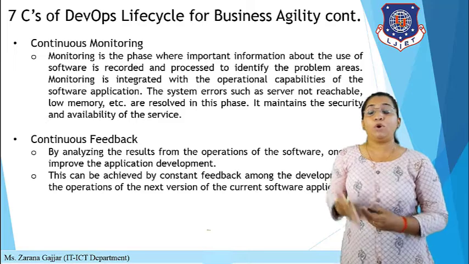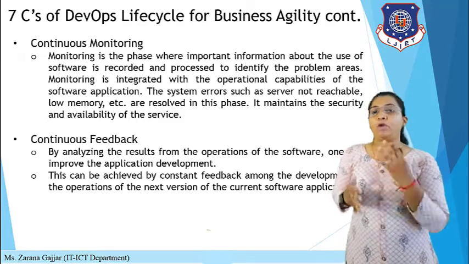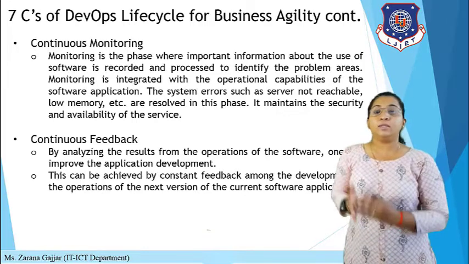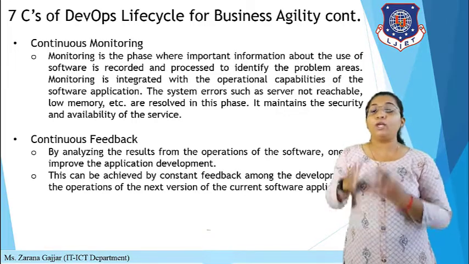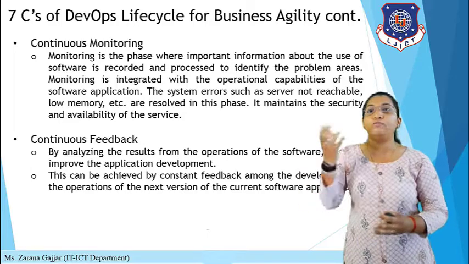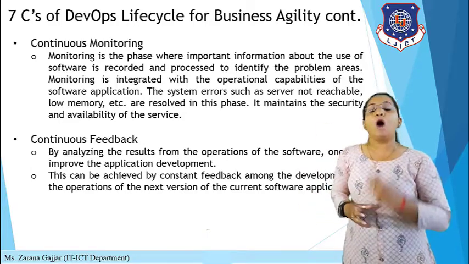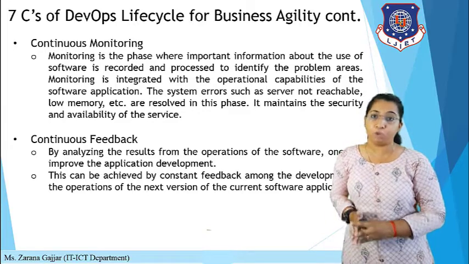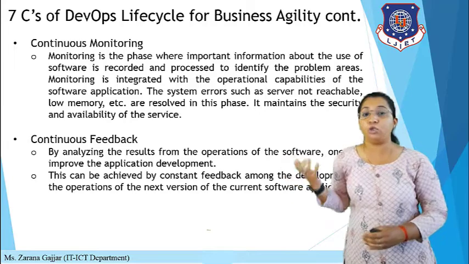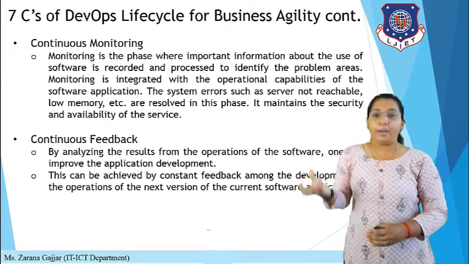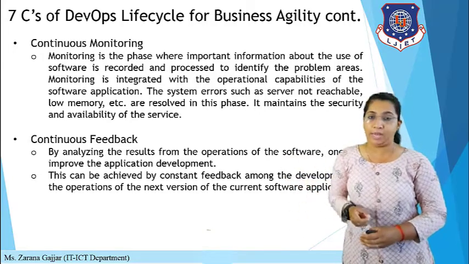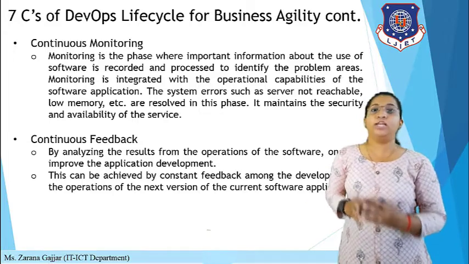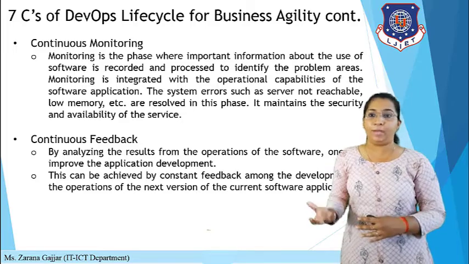Okay, now the next is about continuous monitoring. Okay, so if you are done with testing, now you have to monitor continuously your software product. Okay, so monitoring is the phase where important information about the use of software is recorded. Okay, so how to use the software product is mentioned in the continuous monitoring phase. Okay, so where important information about the use of the software is recorded and proceeds to identify the problem areas. Okay, so if the testing team discovers any error, they can also identify a problem area.